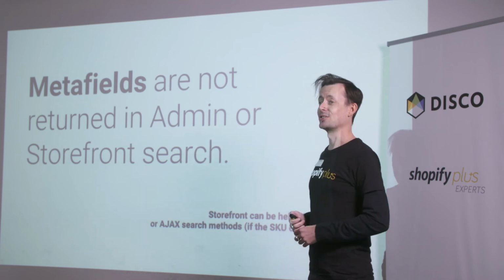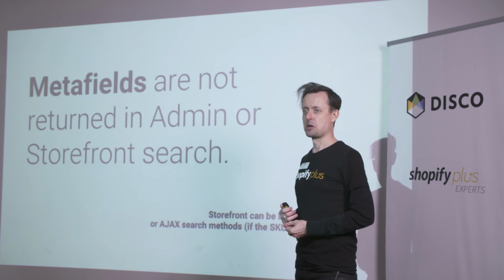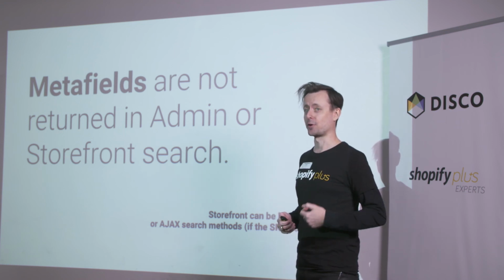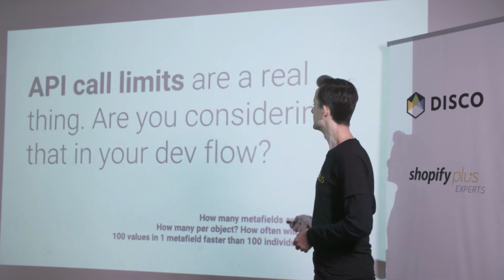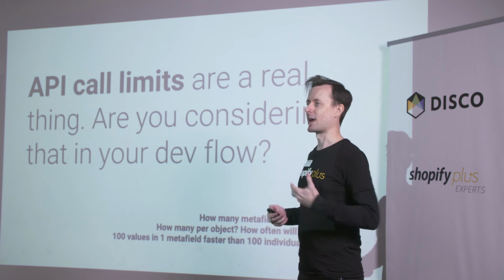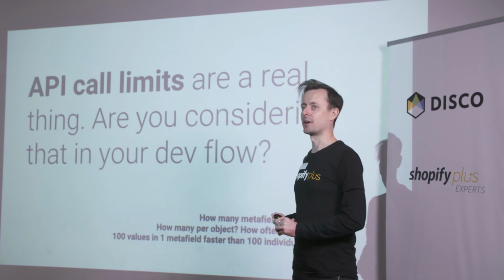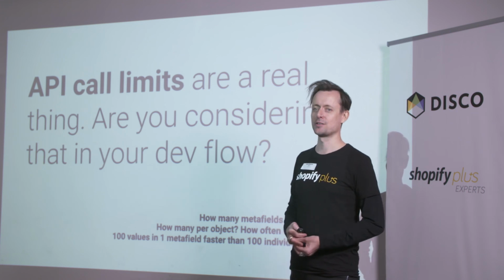They are not returned in admin searches or storefront searches. So as powerful as they are for content, you're going to need to use a third-party tool if you hope to search for them on the storefront, and there's no way you can search them within the admin. And API call limits are a very real thing. To add a Metafield, you have to use the API. If you're going to add 1,000 Metafields, it's 1,000 API calls. So be really smart in how you're doing these things.